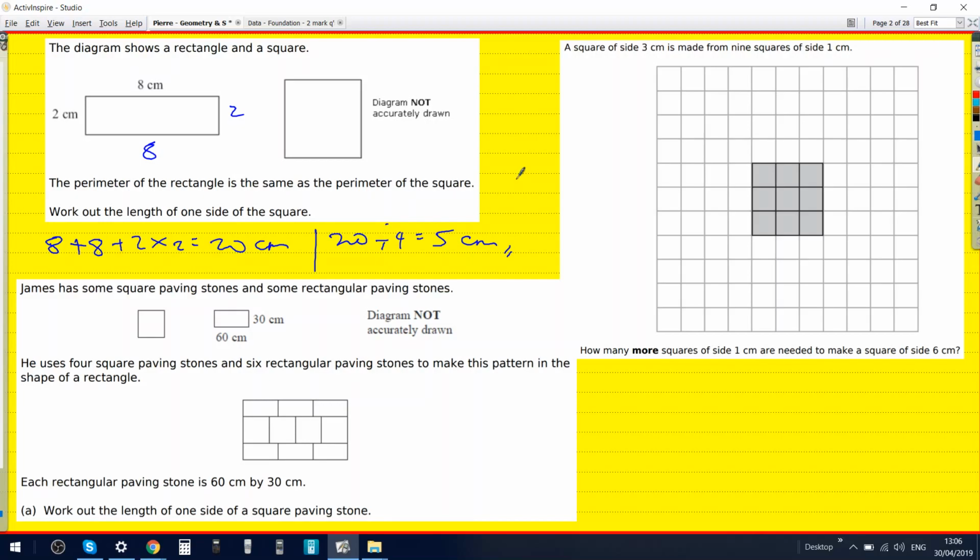How about top right? No, let's do the bottom one. Okay. So 30. 6. Each rectangle, work out the length of one side. No, that's very similar. Let's do top right. Okay.